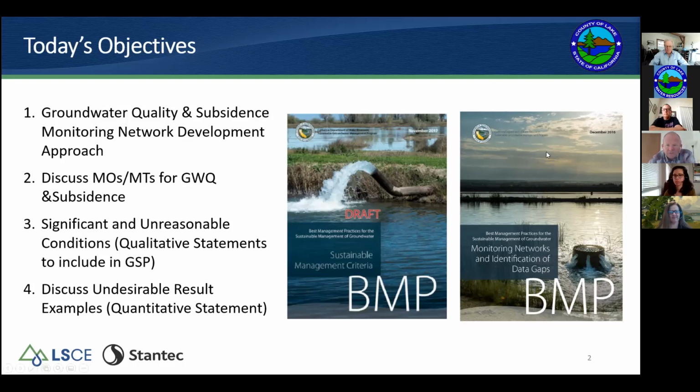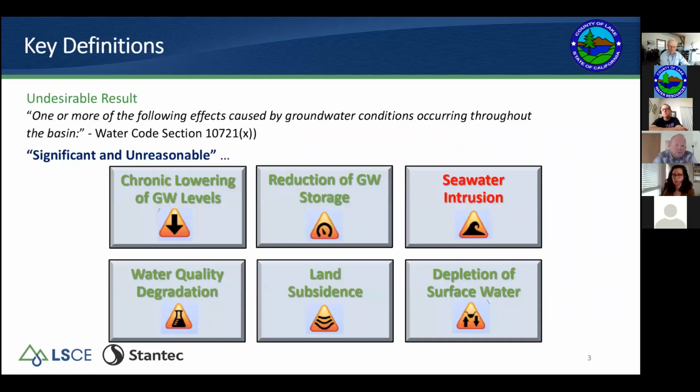I don't know if folks have had a chance to review any of the BMPs, but there's a BMP specific to sustainable management criteria that is useful to take a look at. Our hope is that we provide enough background information in these presentations that you don't have to relearn some of these concepts. But if folks want more time to digest this information, there's a really good summary in some of these BMPs, and I believe, Christy, those have been shared with this group. If not, we can get those to you or post them on the website. I believe John sent them to everybody. Okay, good.